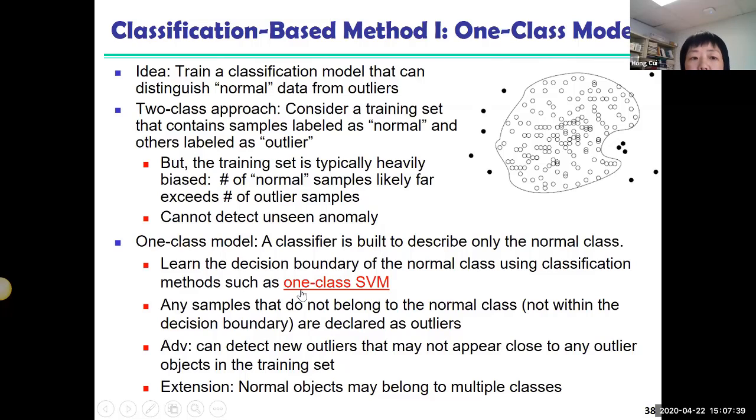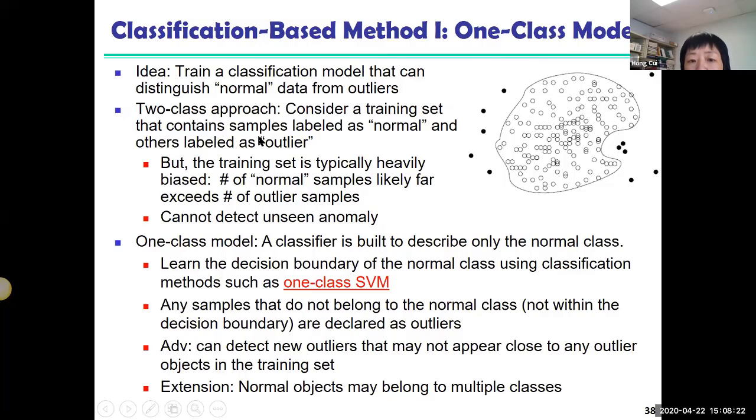One class model. Okay, excellent. So, classification-based methods. Earlier we mentioned that we could treat the normal data and the outliers as two different classes and use typical classification algorithms to make predictions when you have training examples. But a lot of times we have training examples for the normal class, and we don't have a complete data set for outliers, because we cannot enumerate outliers, obviously.